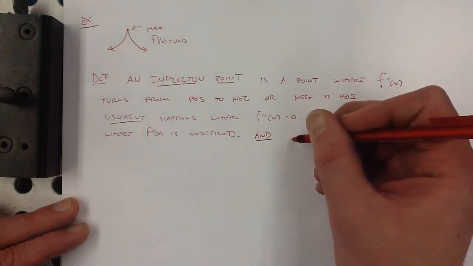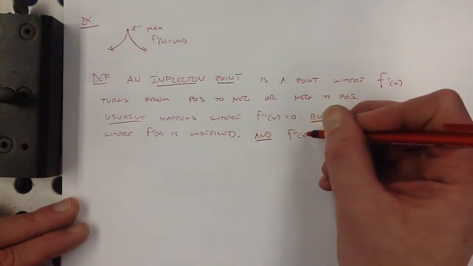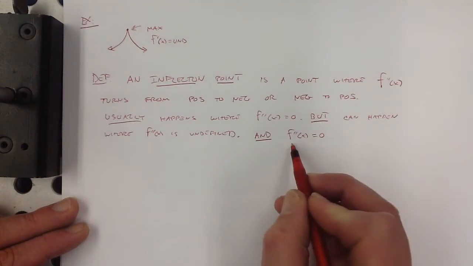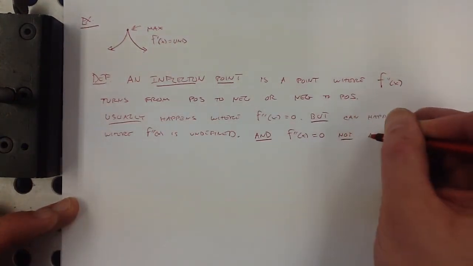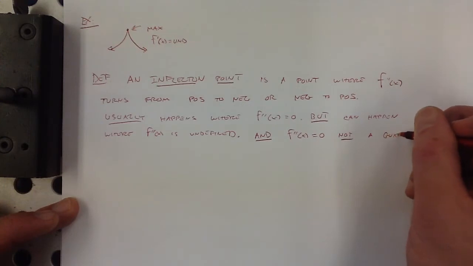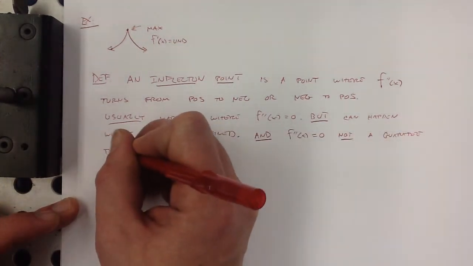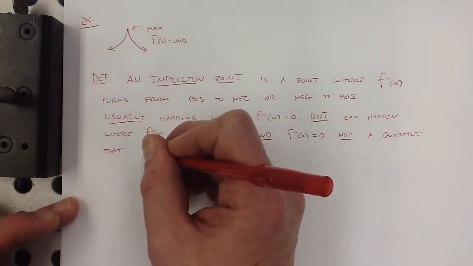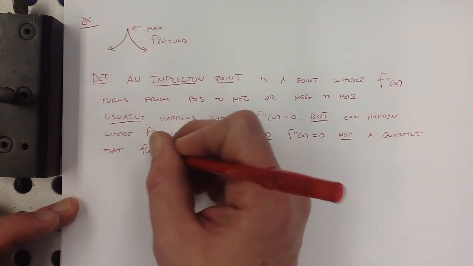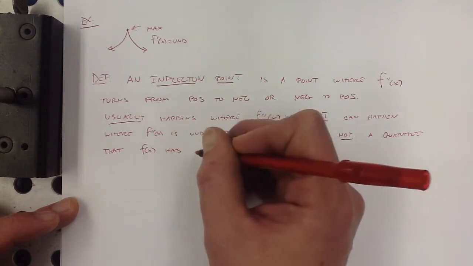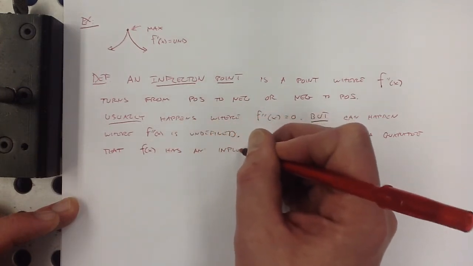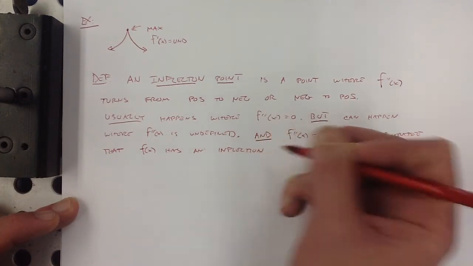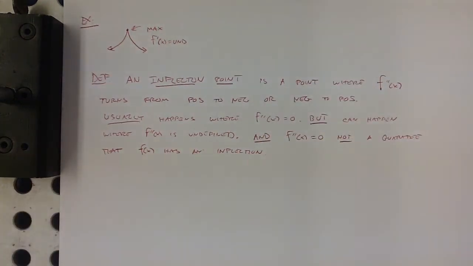And just because your second derivative is equal to 0, that is not a guarantee that f of x has an inflection point. It's a good place to look, but you have to check and see if the signs change.